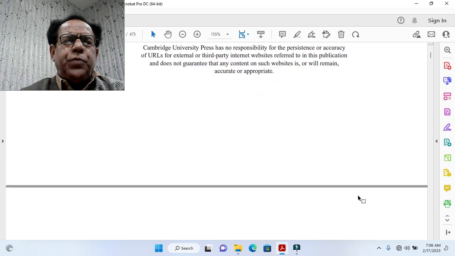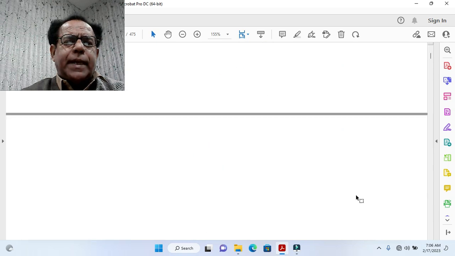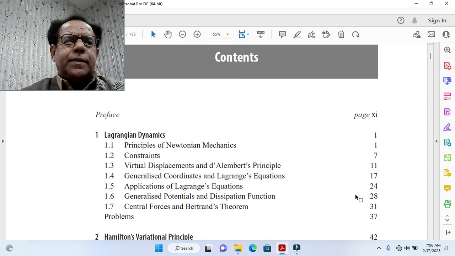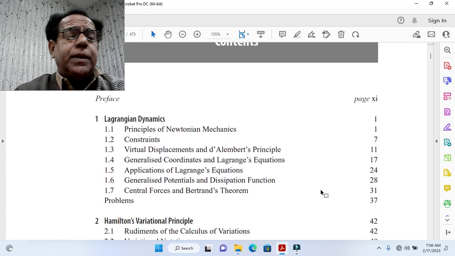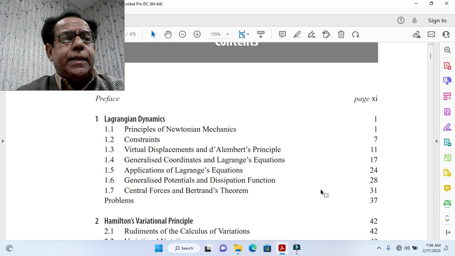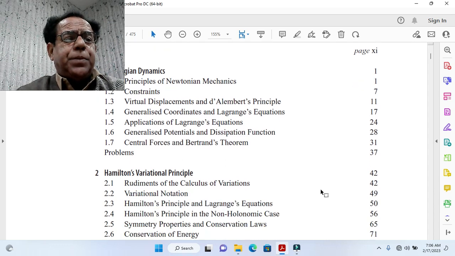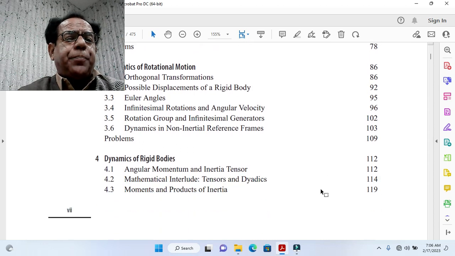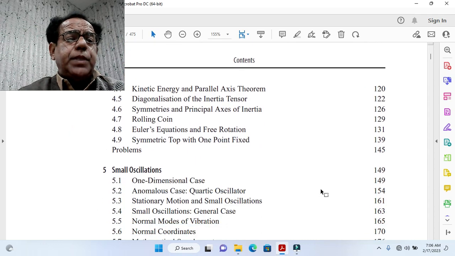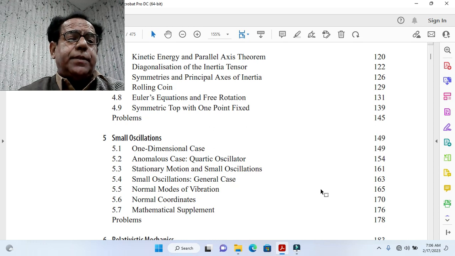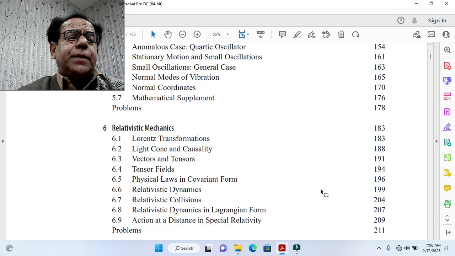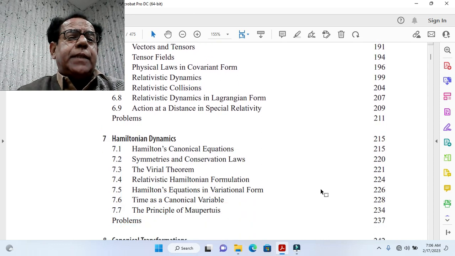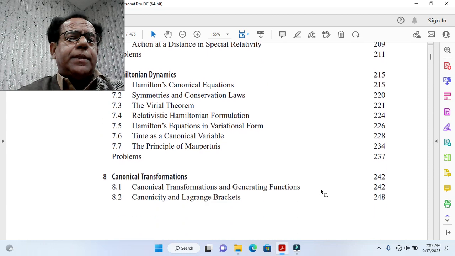Now we are gradually moving towards its contents, which is our main concern. Chapter number 1, Lagrangian dynamics. Chapter number 2, Hamilton's variational principle. Chapter number 3, kinematics of rotational motion. Chapter number 4, dynamics of rigid bodies. Chapter number 5, small oscillations. Chapter number 6, relativistic mechanics. Chapter number 7, Hamiltonian dynamics.